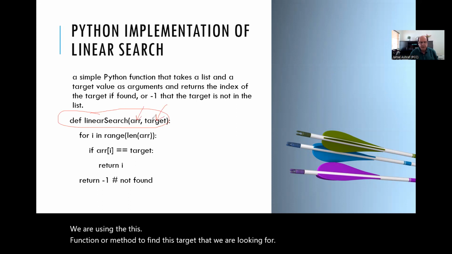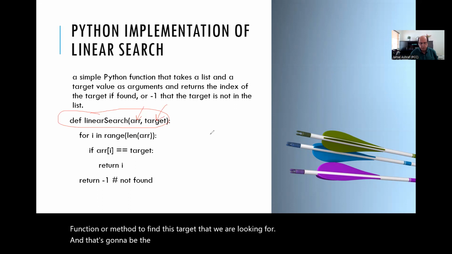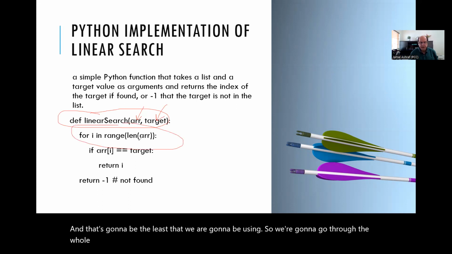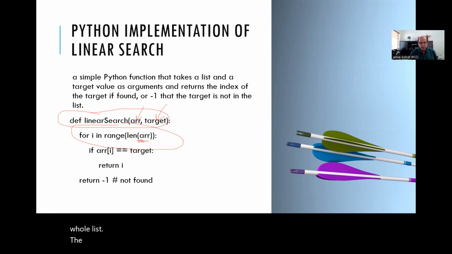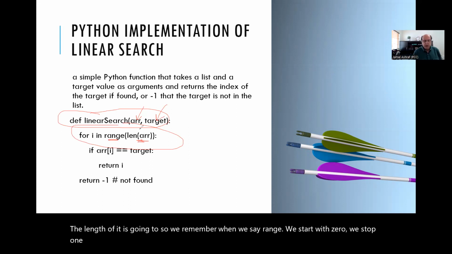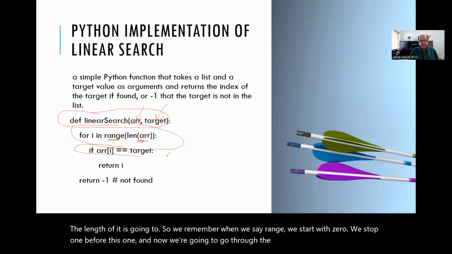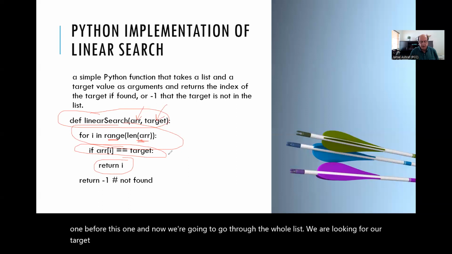And that's going to be the list that we are going to be using. So we're going to go through the whole list. The length of it is going to, so we remember when we say range, we start with 0, we stop 1 before this one. And now we're going to go through the whole list. We are looking for our target. If we find it, we're going to return the index of it. If we go through the whole list and we don't find it, we're going to return -1.